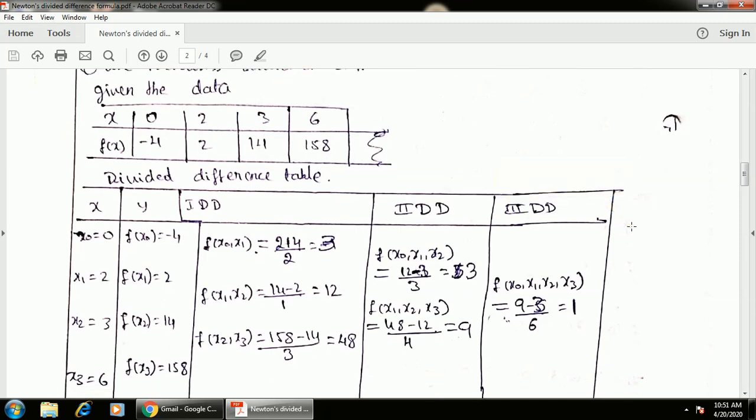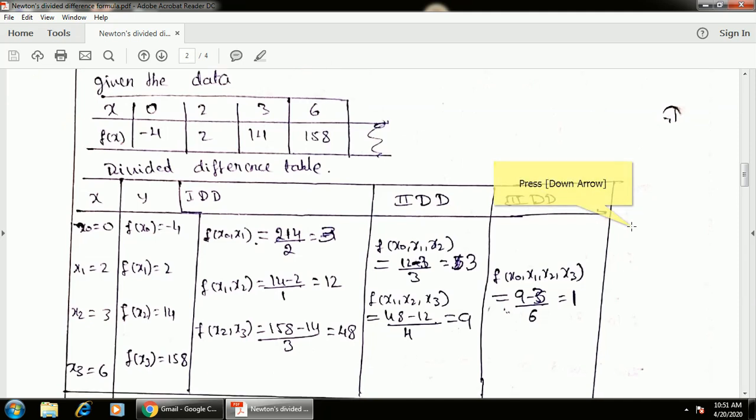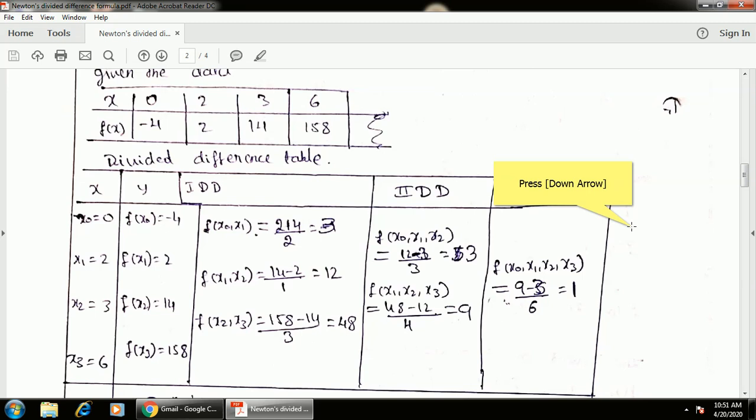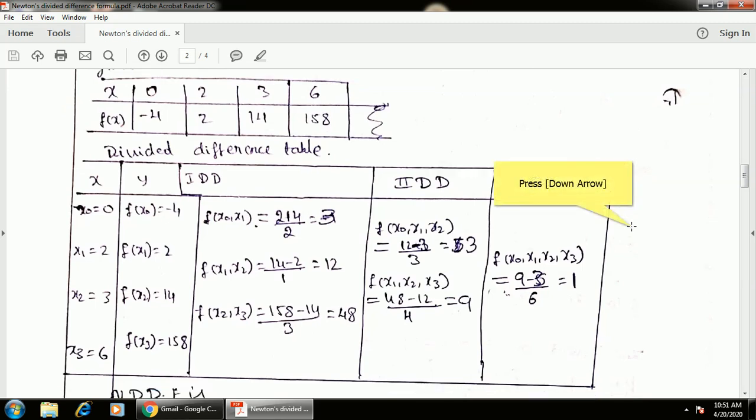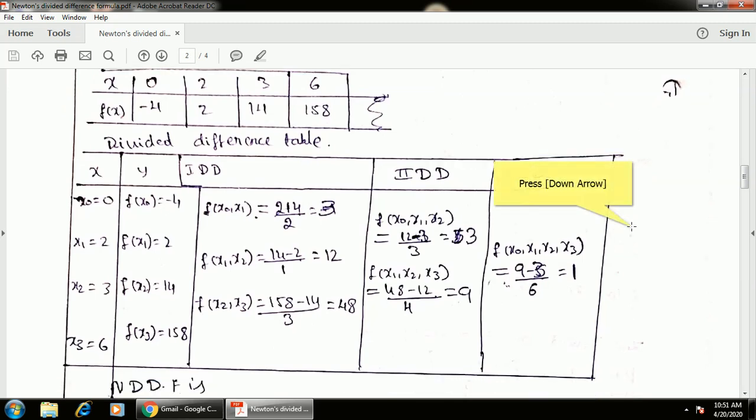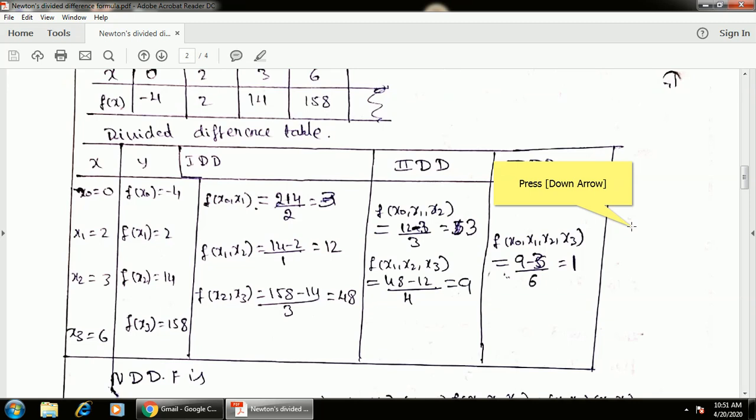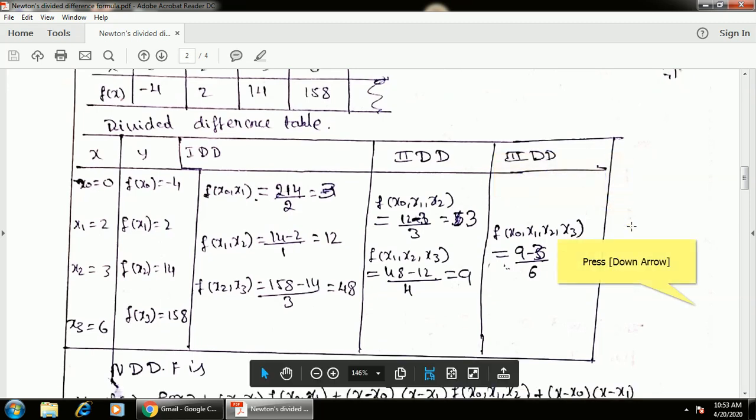First we need to find the divided differences. The values of x, you need to call them x0, x1, x2, x3, whatever they have given. Corresponding values of the function are f of x0 is equal to minus 4, f of x1 is equal to 2, f of x2 is equal to 14, f of x3 is equal to 158.